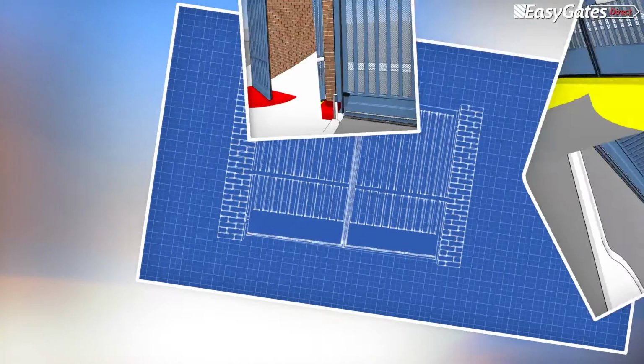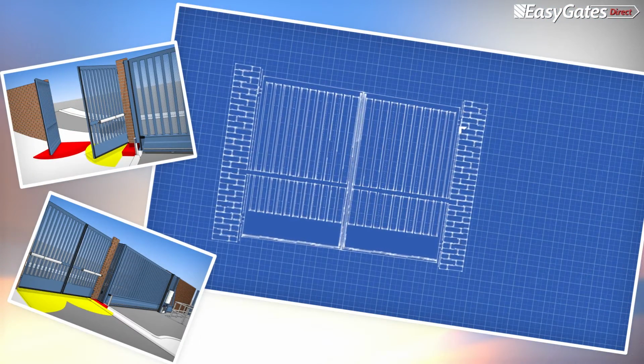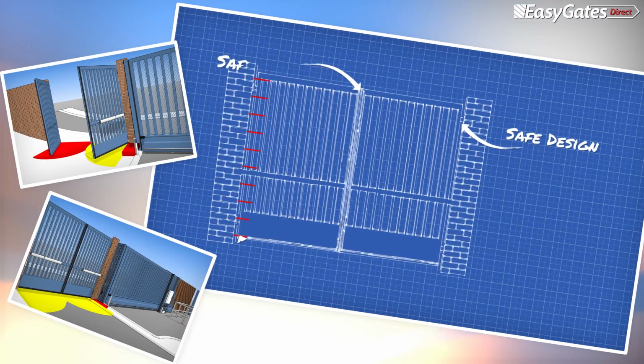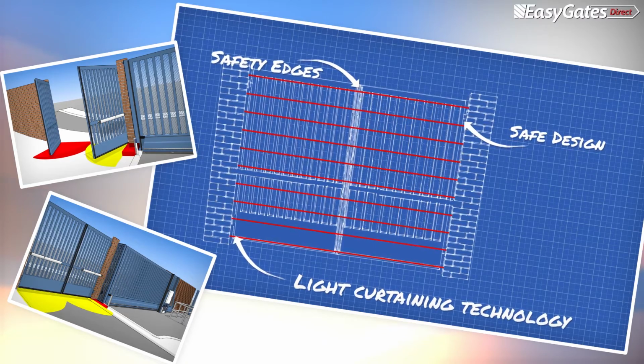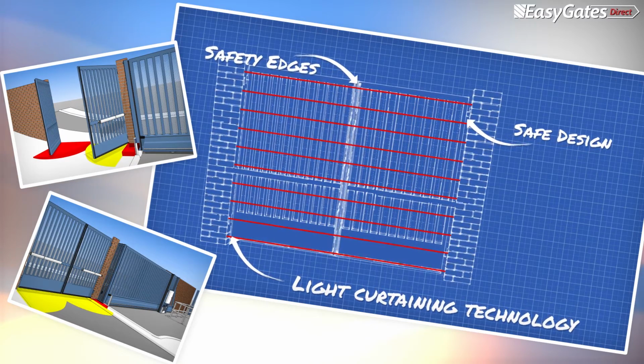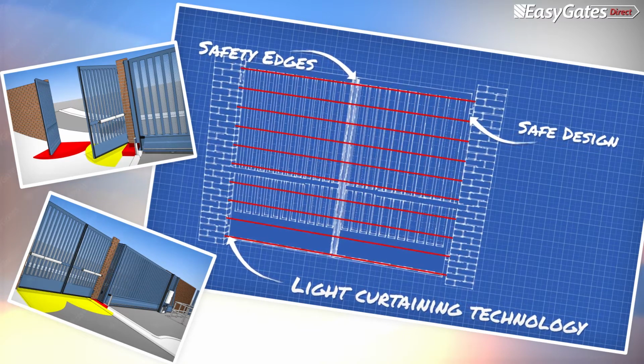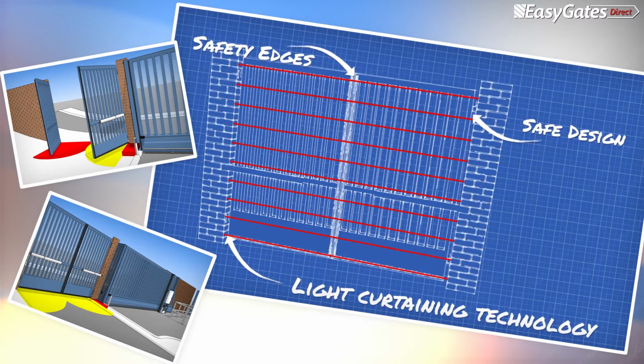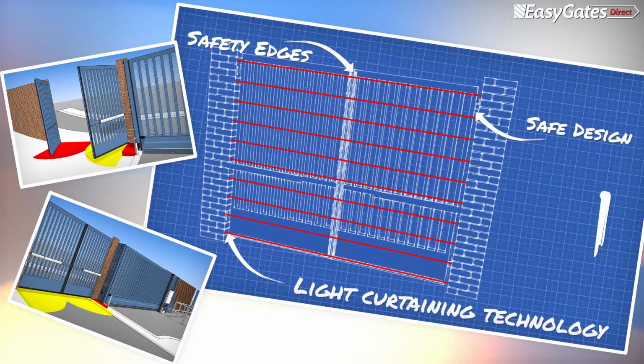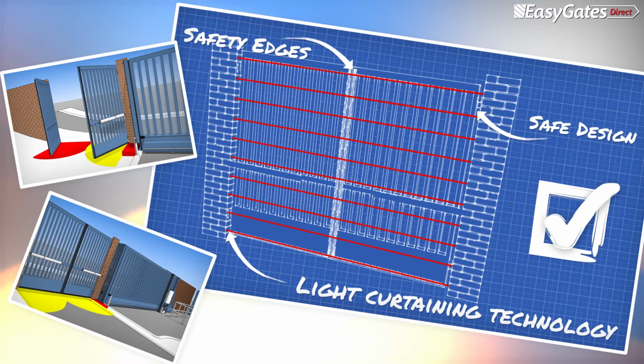When addressing these crushing or impact hazards, care should be taken to select an appropriate solution that eliminates or reduces the risk as much as possible. The Code of Practice lists several methods to achieve this, including safe design, application of force limitation through motor technology or safety edges, or elimination of all contact hazards through the use of light curtain devices.